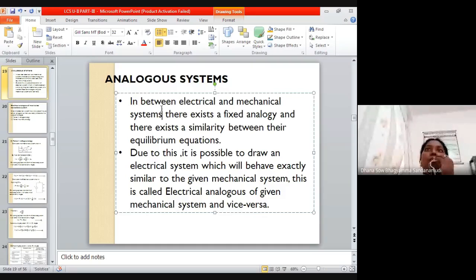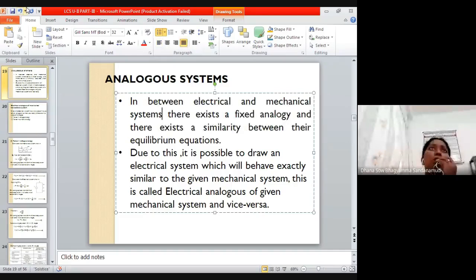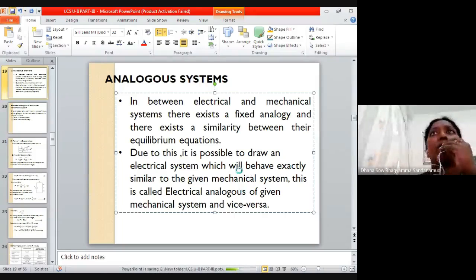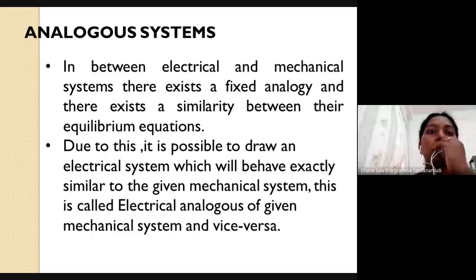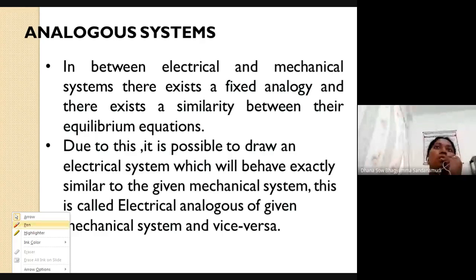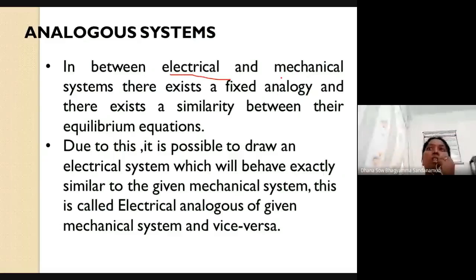No doubt. Okay, so let's go to the next topic, that is analogous systems. Between electrical system and mechanical system, there exists a fixed analogy, meaning some similarity is there between the electrical and mechanical systems. Whatever equilibrium equations or differential equations you get in electrical and mechanical systems, you can equate them.